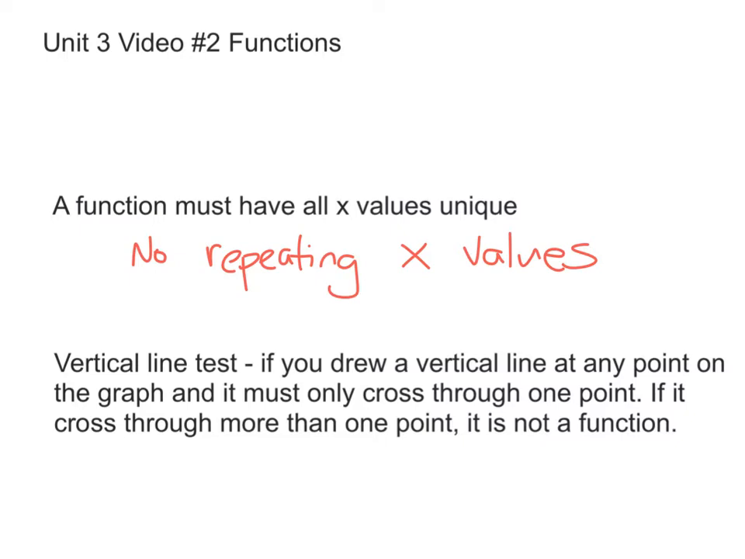Okay, the vertical line test we want to talk about. The vertical line test down here says if you drew a vertical line, which we know a vertical line is going that way, at any point in the graph, it must only cross through one point. If it crosses through more than one point, it is not a function. So to be a function, it can only cross through one point, and we're going to see what that looks like in our examples.